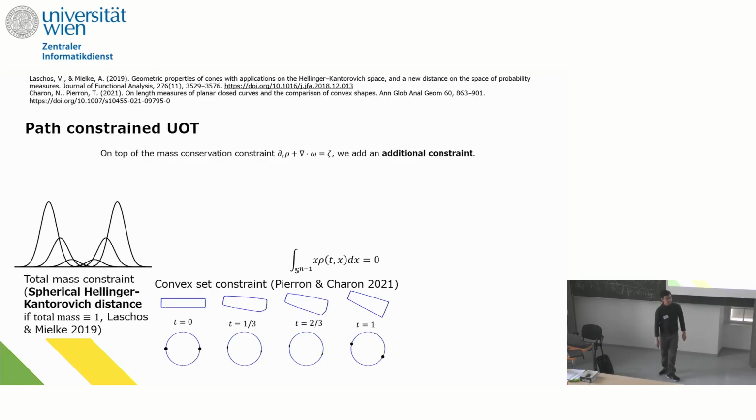And in the balanced case, it was considered in a 2021 paper by Pierron and Charon. But here we will consider the unbalanced case. And the difference is that we can deal with convex sets with unequal total area. So the total mass corresponds to the total area of the convex sets.